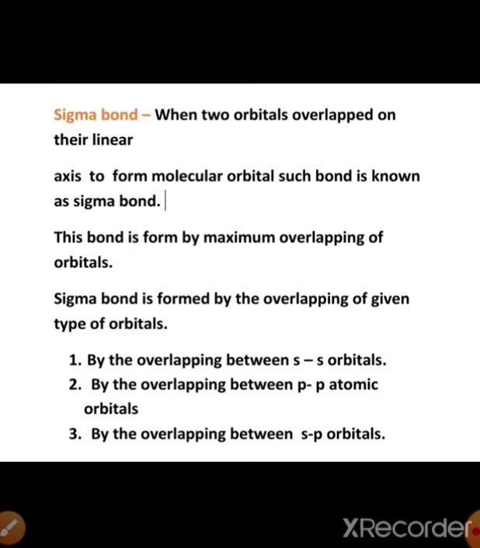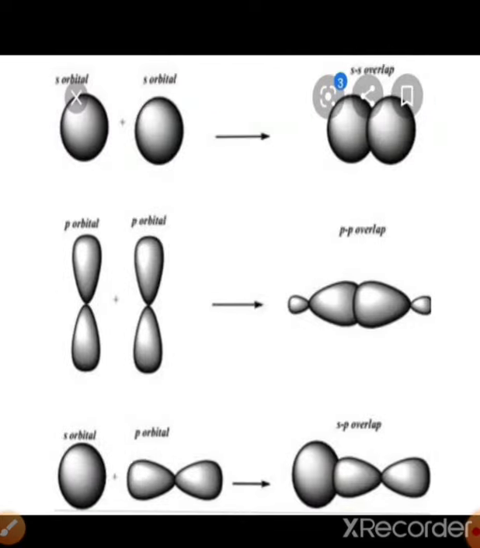All the 3 p orbitals cut each other at right angles. So out of 3, only 1 overlaps on its linear axis and the rest 2 overlap sidewise. Now you can see the figure of overlapping here.